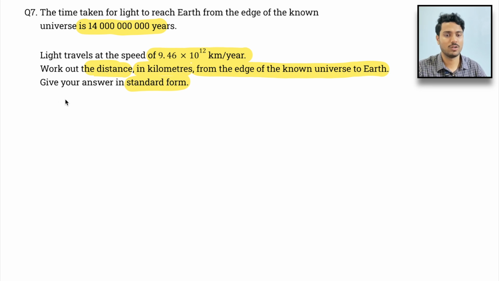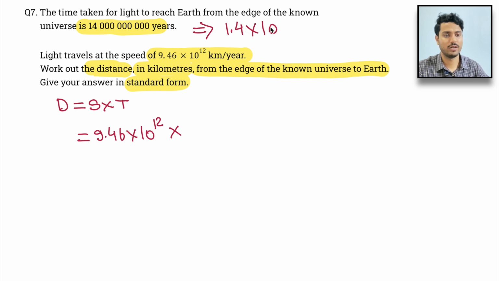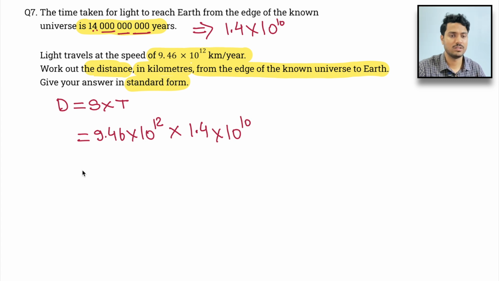Okay. So first of all, distance is speed into time. Speed is given to us. Speed is 9.46 into 10 raised to 12 into time, that is this much. So this we can write in standard form first. So that is going to be 1.4 into 10 raised to, so let's count. Decimal point is going to be here. So we have 3339 and one 10 number. So 10 raised to 10. So we have 1.4 into 10 raised to 10 as our time.